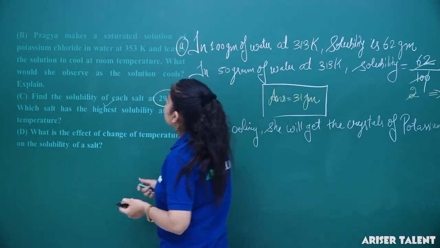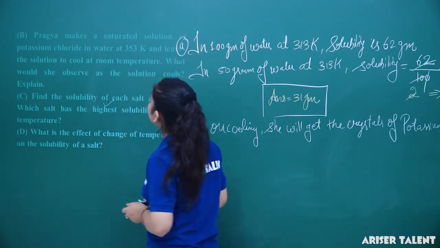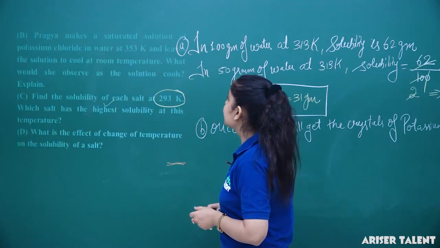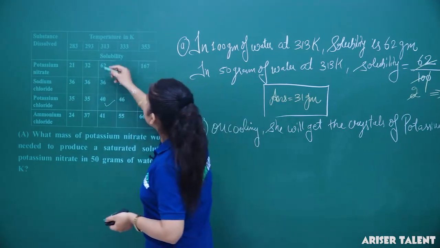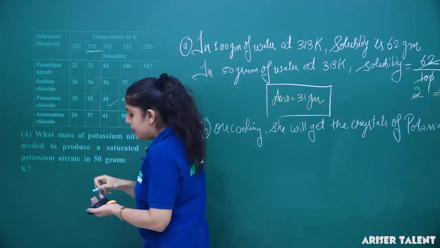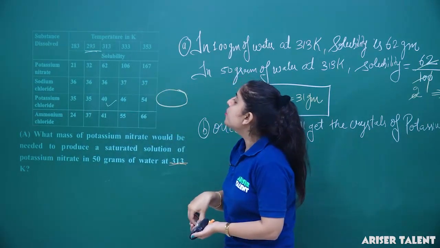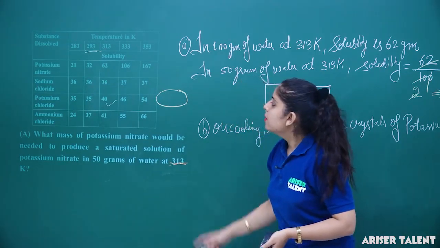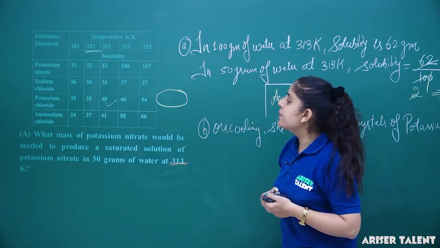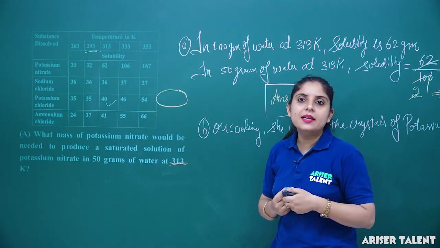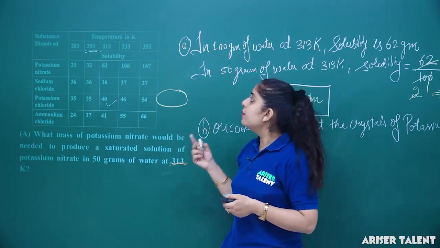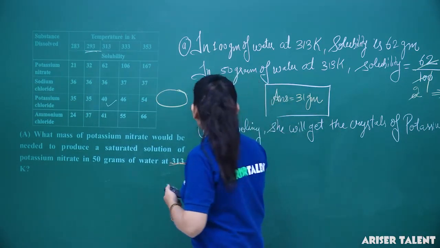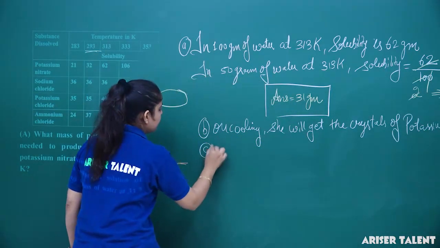So at 293 Kelvin, this is the temperature. Now you can see that potassium nitrate is 32 gram, sodium chloride is 36 gram, potassium chloride is 35 gram, and ammonium chloride is 37 gram. So I can find here that the solubility is highest for ammonium chloride. So just let's draw the table here.